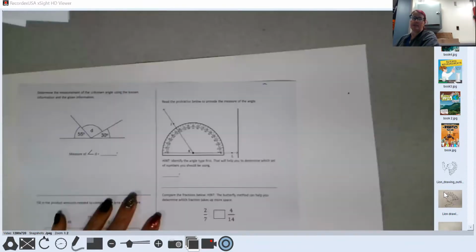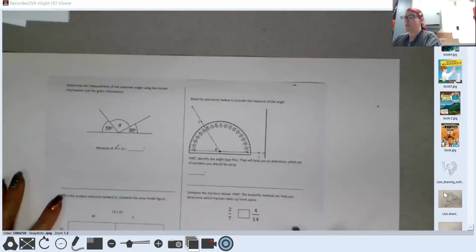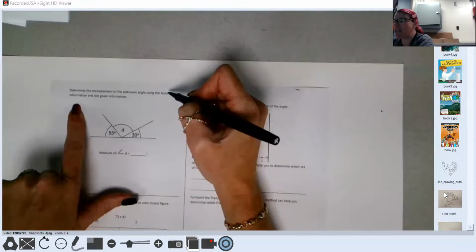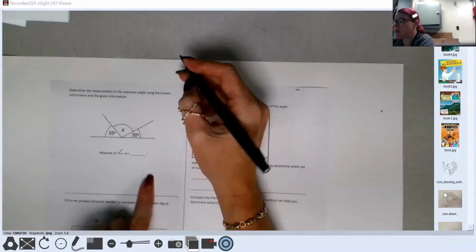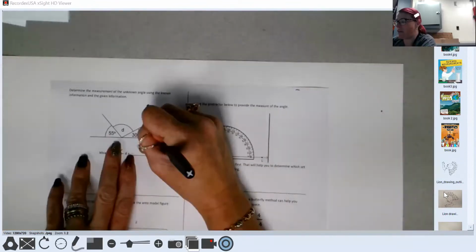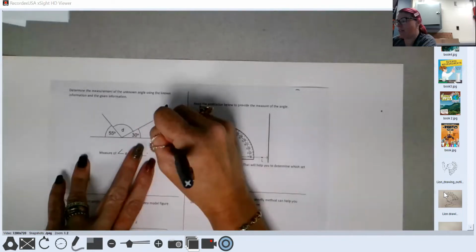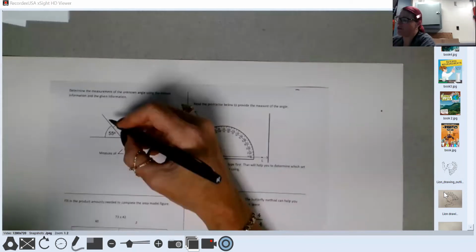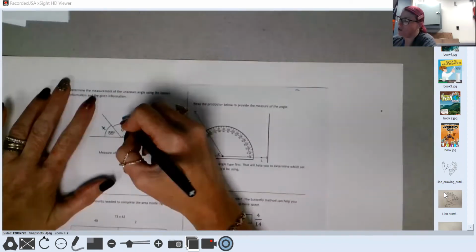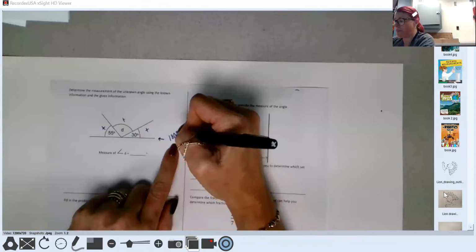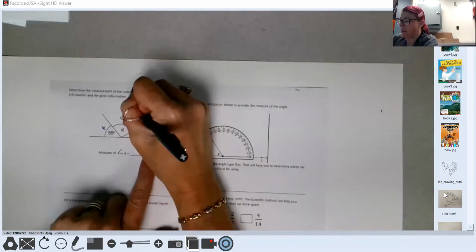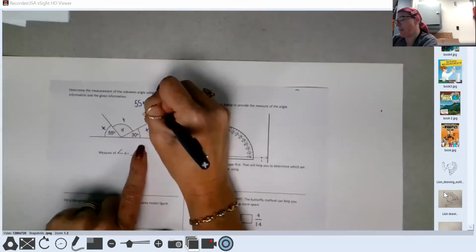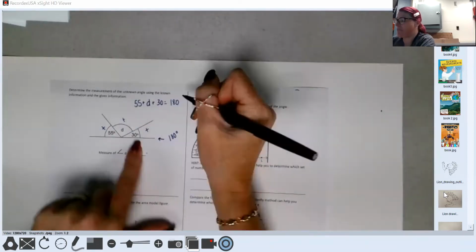All right. Determine the measurement of the unknown angle using the known information and the given information. So what I know about this is a straight angle. Straight angles measure 180 degrees. We have to know that. So now I know that I have this angle plus this angle plus this angle equals this amount. So 55 plus D plus 30 equals 180.